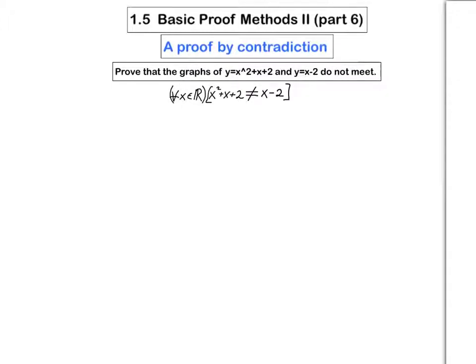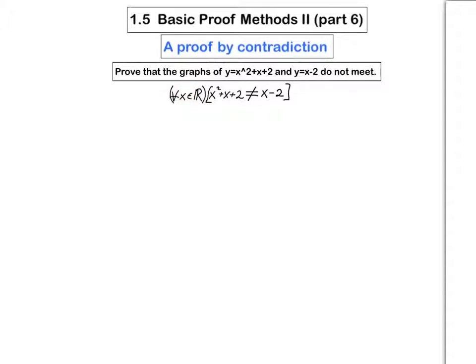The condition that these two graphs don't meet just simply says that no matter what x you plug into this and whatever x you plug into that, they can't come out the same. So it's really a universally quantified statement. It says that for every real number x, x squared plus x plus 2 cannot equal x minus 2. Okay, so make sure you get the quantifier in there, otherwise it's not correct.